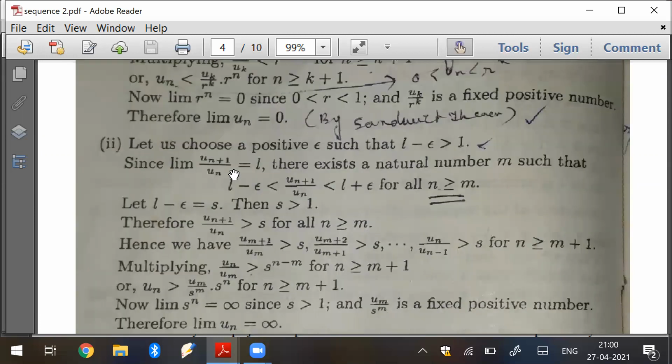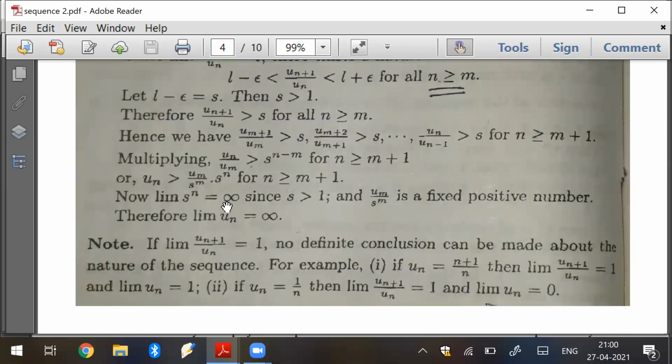Okay, so they are giving some specific examples in support of it. If u_n equals (n plus 1) by n, then u_{n+1} by u_n, if you just calculate, you will get 1. But this sequence (n plus 1) by n means 1 plus 1 by n. If you take the limit now, what will you get? You will get 1 only, because 1 by n will vanish as n tends to infinity. So the limit as n tends to infinity of u_n is 1. So it is convergent, right?